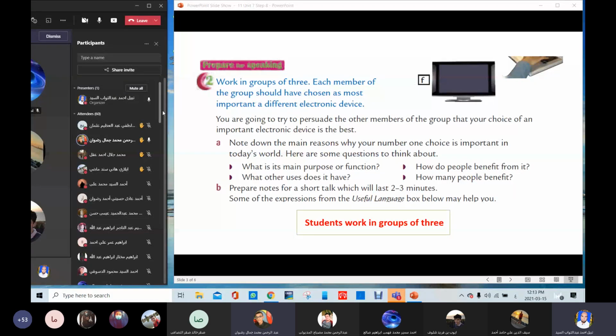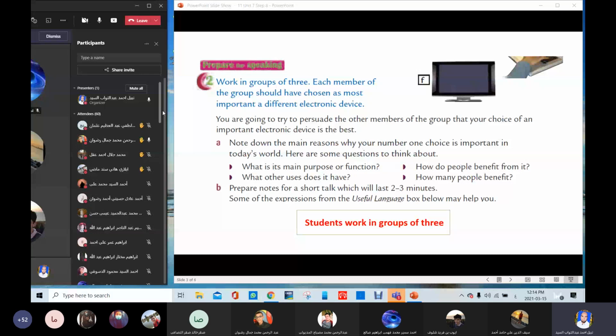How many people benefit from it? How do people benefit from it? By studying on it. Yes, all people can use it, and they can't do without it. They use it for communication, for keeping in touch with others. It's easy to use. Okay, these are some of the advantages of using the mobile phone. Thank you, Abdurrahman Muhammad Jamal.